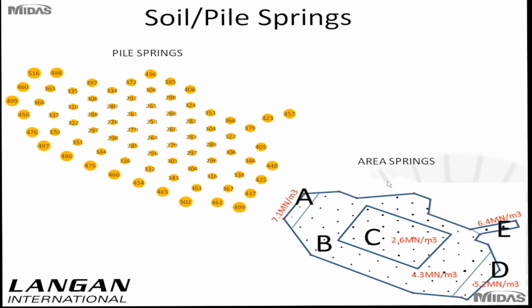And you would also provide area springs. You would not give one single value of area springs, but you would divide it in different areas. And here we can see that the value of the area springs at the center is almost half or even a third of the value at the edges.